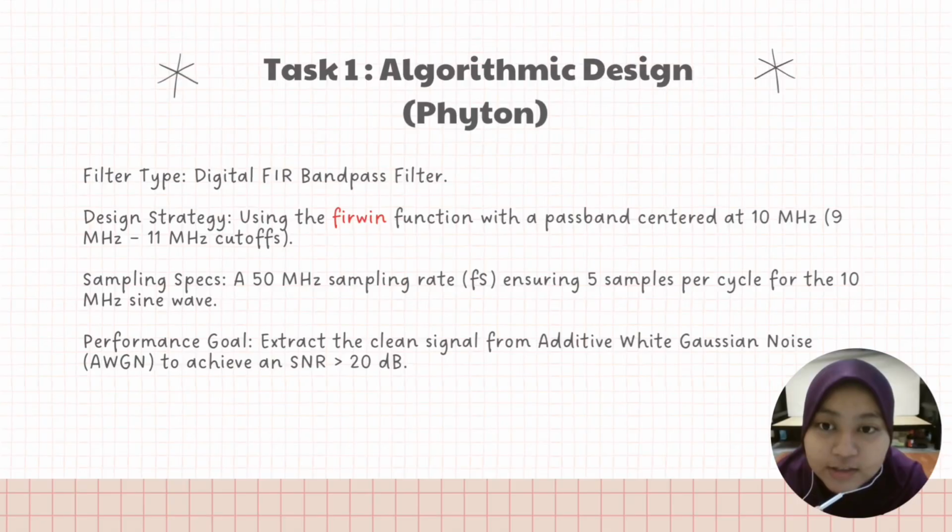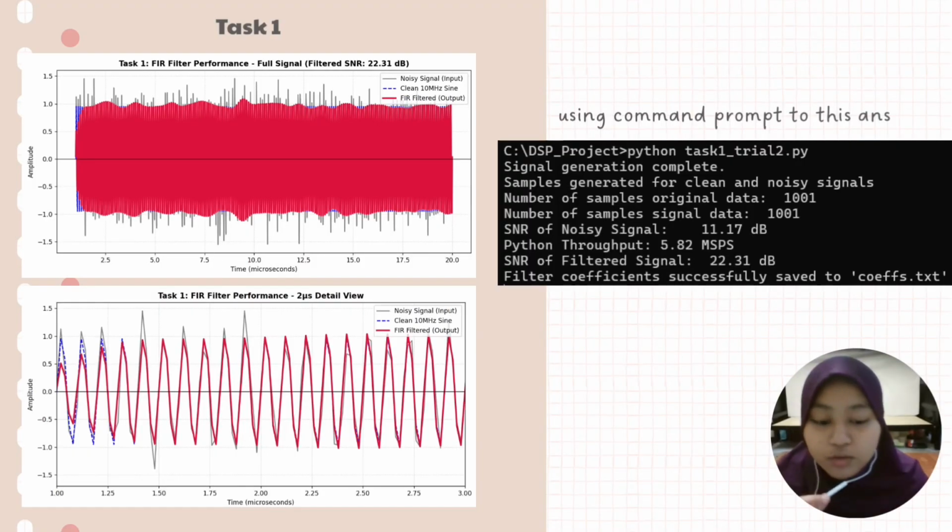Hello, my name is Najihah. So for Task 1 in Python, we generate a clean 10 MHz sine wave and add some noise to create a noisy signal. And then we apply the FIR filter. The SNR improves from 11.17 decibel to 22.31 decibel. The plot clearly demonstrates that the filtered output closely matches the clean wave, proving the filter is effective. The throughput measured for Python is 5.82 million samples per second.